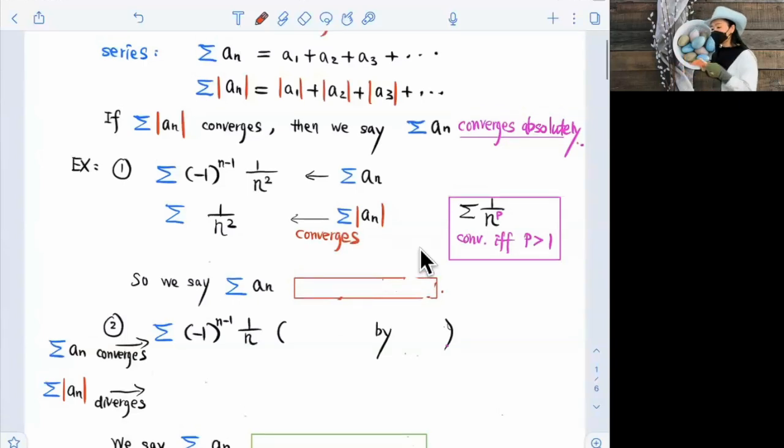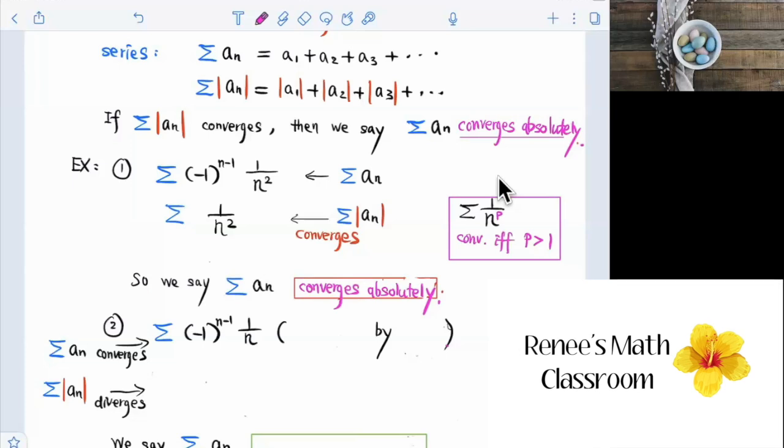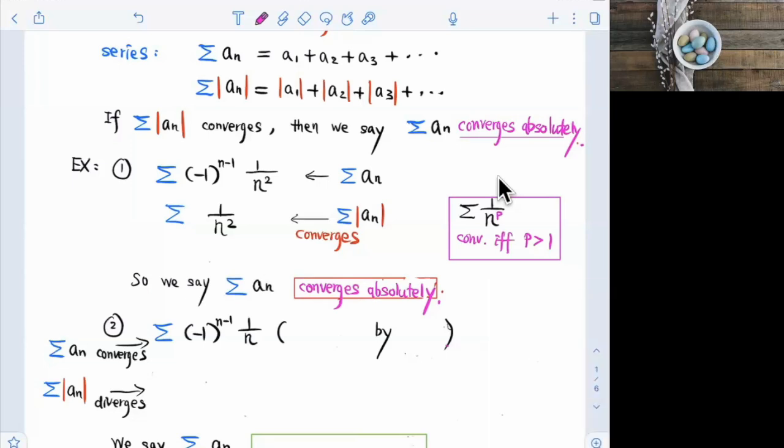Now, according to the definition above, if the series with the absolute value on every term converges, then what can we say about the original series? It converges absolutely. I heard someone say the series also converges. Actually, that is true. We're going to show that.